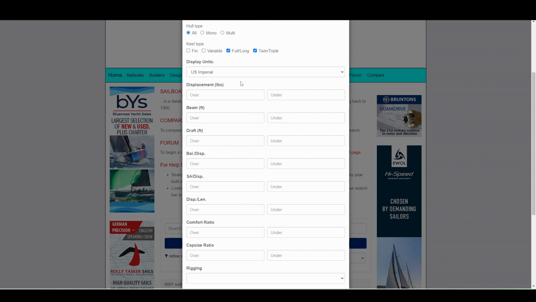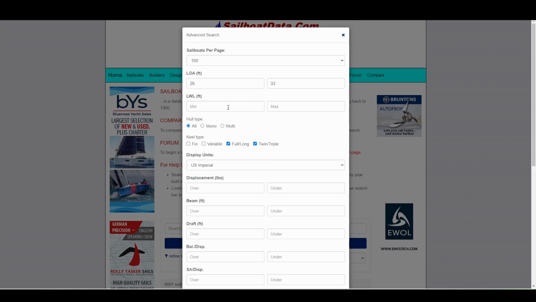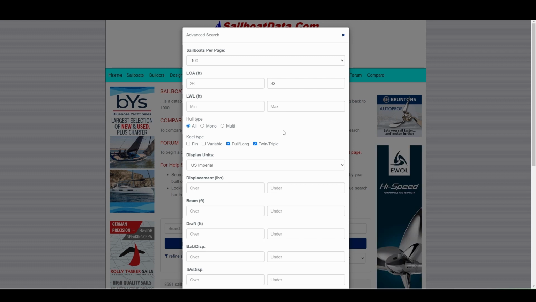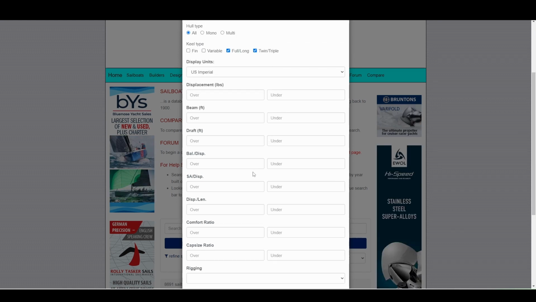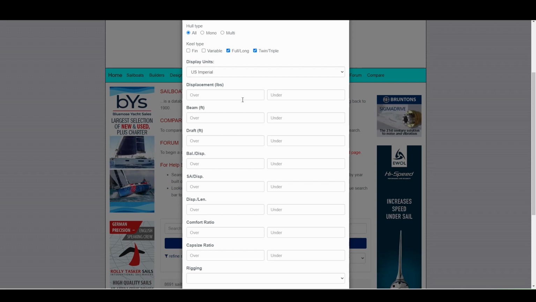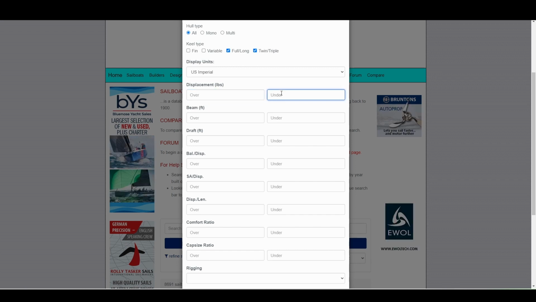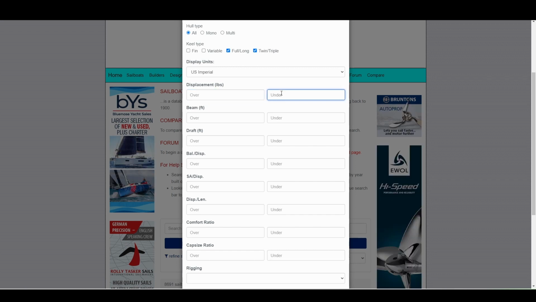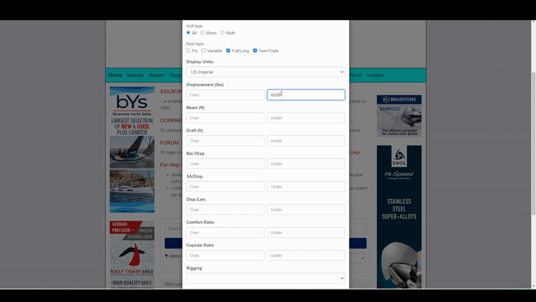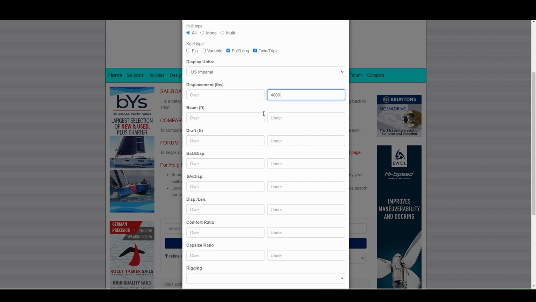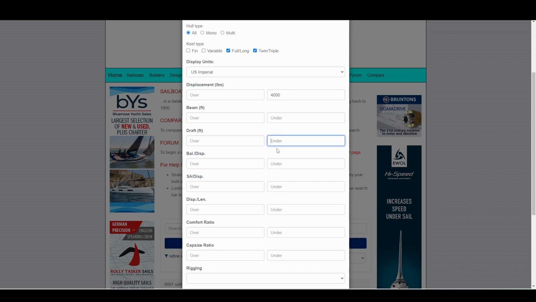Display units, that's okay. Imperial, like I said, in feet, because that's the traditional measurement. And there are more ways to filter the boats. So displacement, I don't care so much about in the selection here, but this would be, for example, really important for you if you are looking for a trailer sailer. So you could put, say, 4,000 pounds, and then you could put in the beam and the draft.